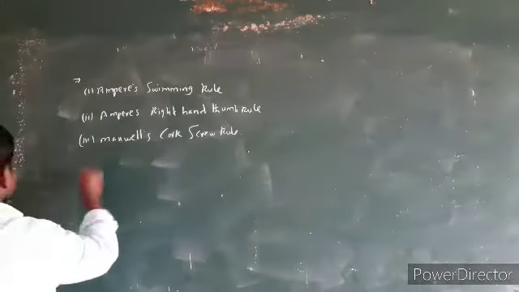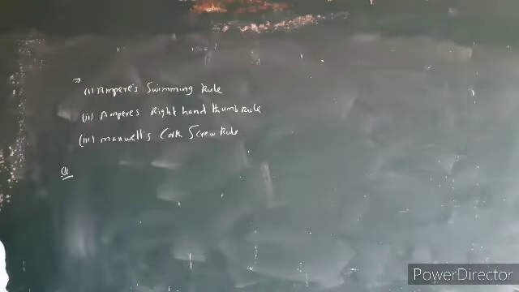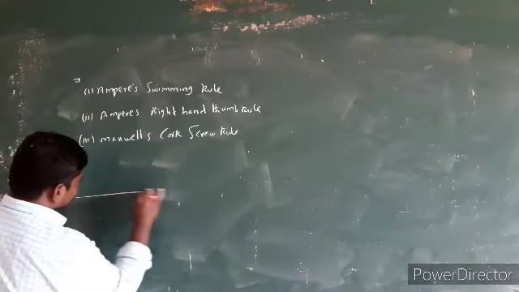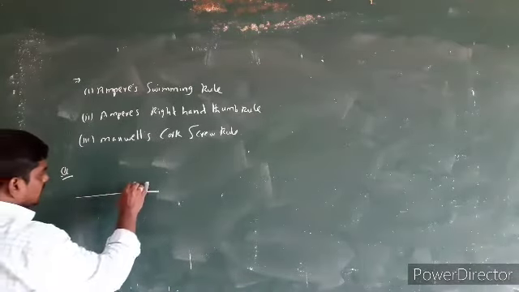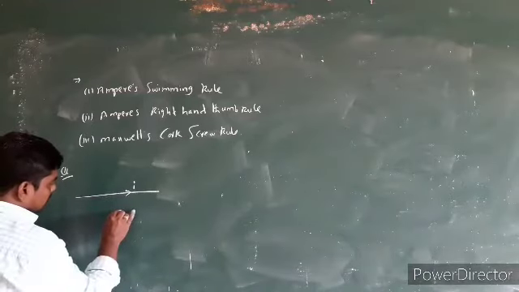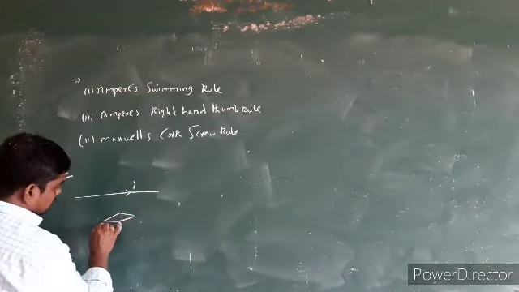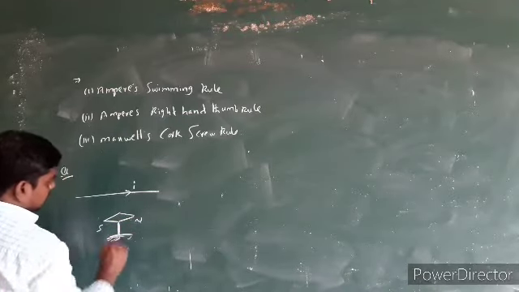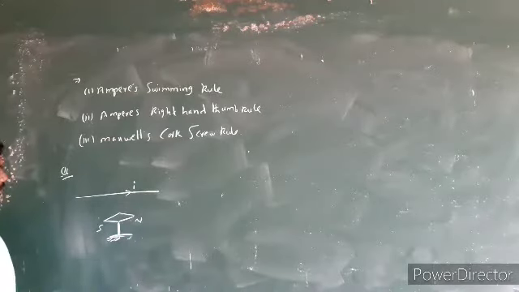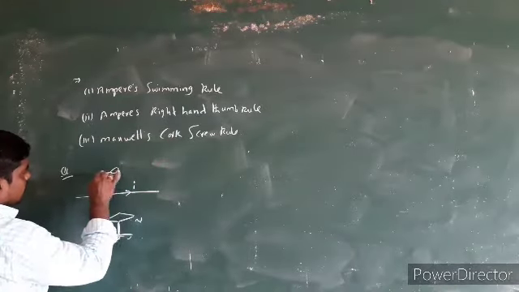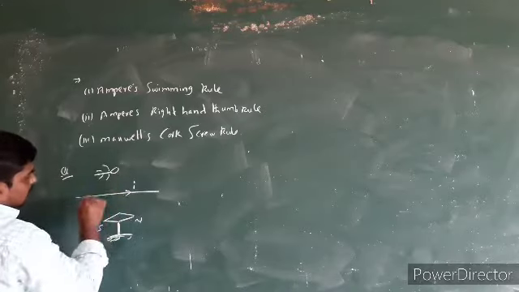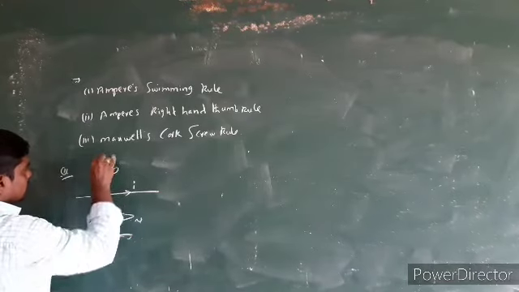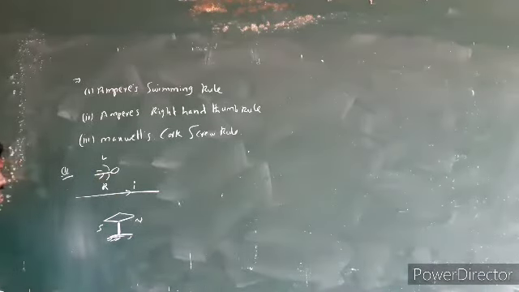Now, the first one is Ampere's swimming rule. Listen. Consider a straight conductor carrying current I amperes. Below this, I placed one magnetic needle, south pole, north pole, mounted on a wall like this. This is a magnetic needle. Now, consider one person is swimming above the conductor in the direction of current. Consider this is the left hand, this is the right hand of that swimmer.